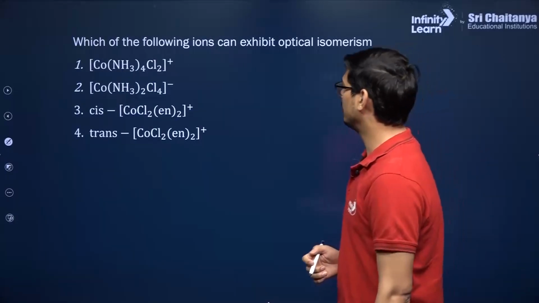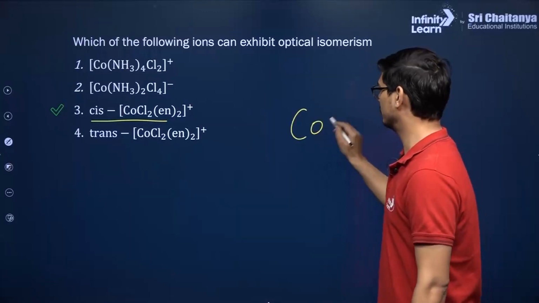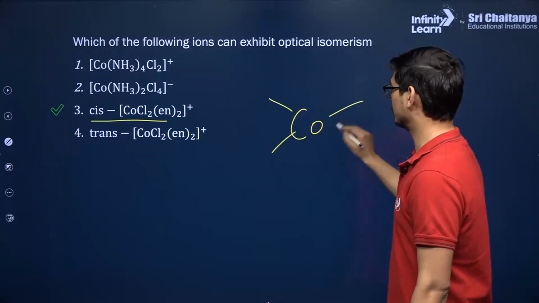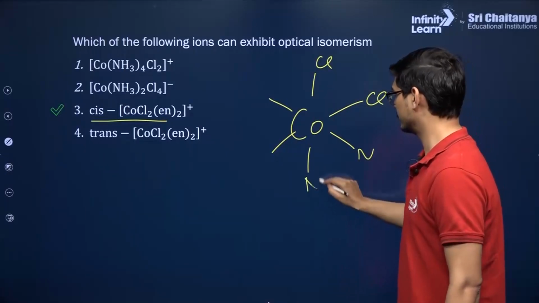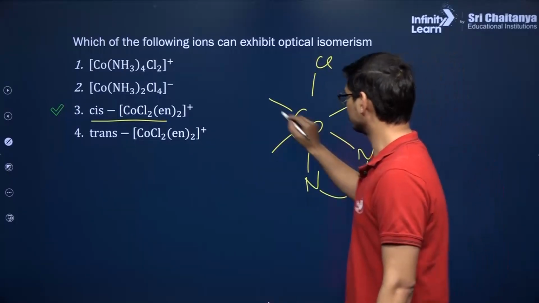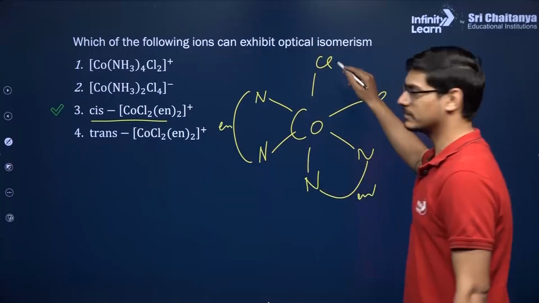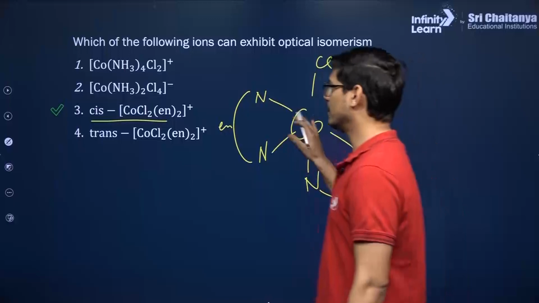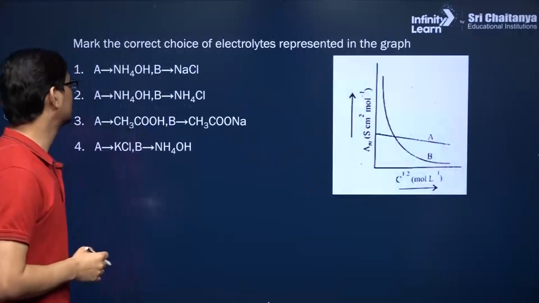Here, which can exhibit optical isomerism, this is the correct answer, right? Because this is non-superimposable on its mirror image, right? So this is [Co(Cl)2(en)2], right? This is a cis isomer. You can draw the mirror image. They will not be superimposable and hence optically active.